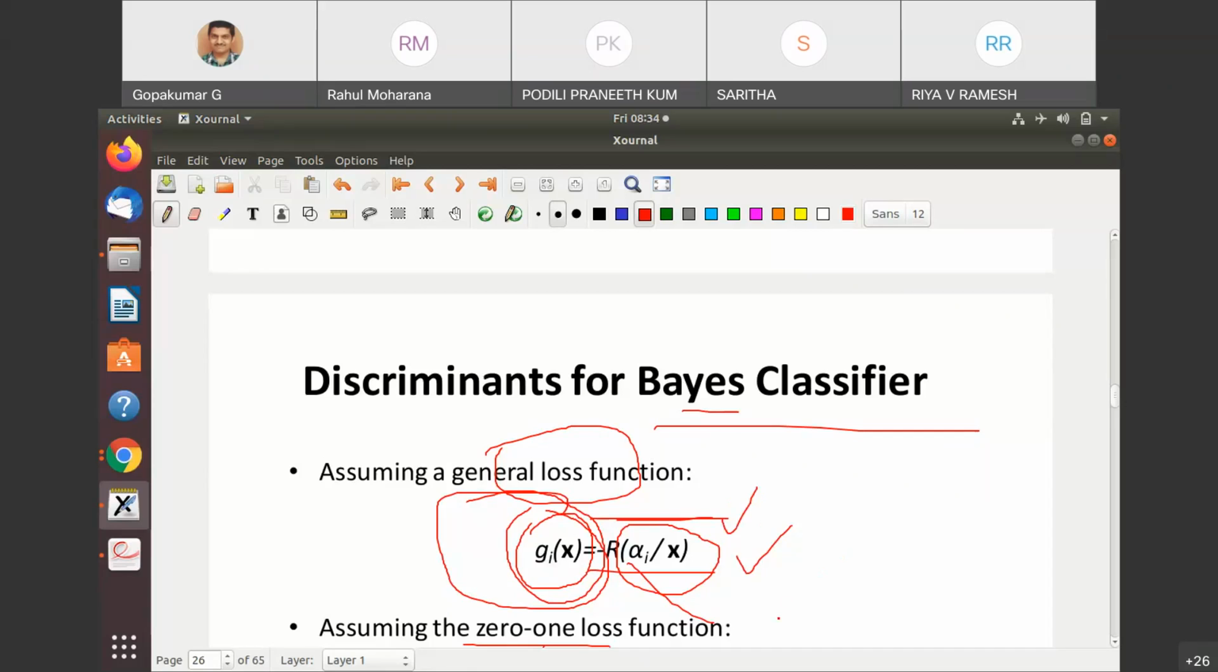So the risk is actually what we are trying to minimize, right? Yes. Both are proportional, that is why it is like that, negative.